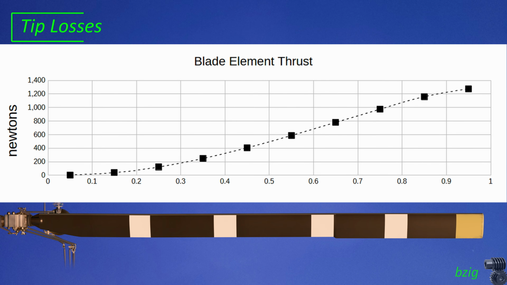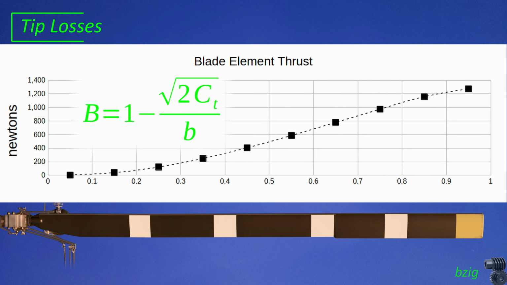I did one further refinement, and that was to account for blade tip loss by multiplying the force on the last blade section by 0.97. This is the theoretical tip loss for a rotor with two blades and a coefficient of thrust of 0.002, which is what I calculated for the R44.